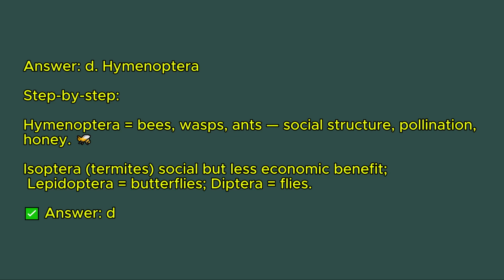Answer D. Hymenoptera, step by step. Hymenoptera equals bees, wasps, ants. Social structure, pollination, honey. Isoptera, termites: social, but less economic benefit. Lepidoptera equals butterflies. Diptera equals flies. Answer D.